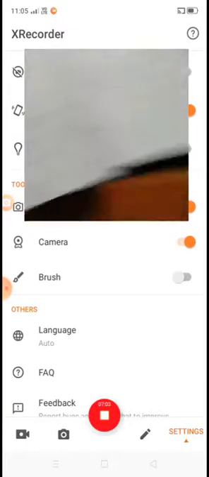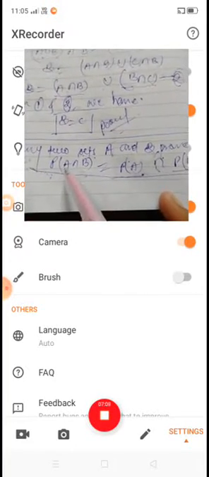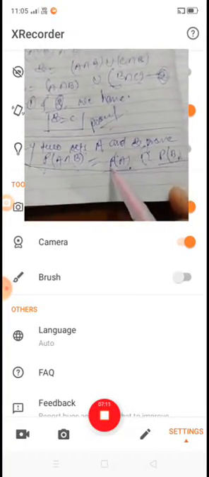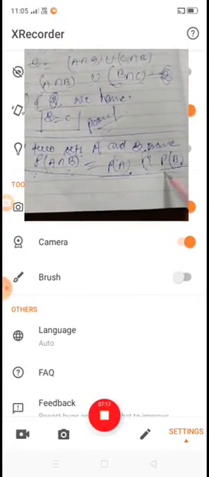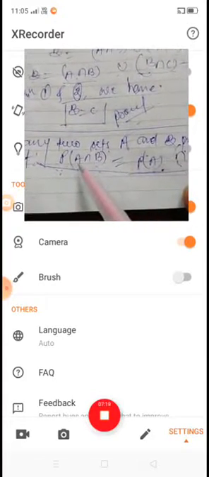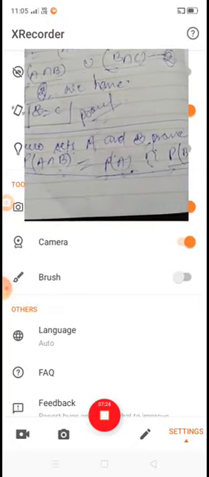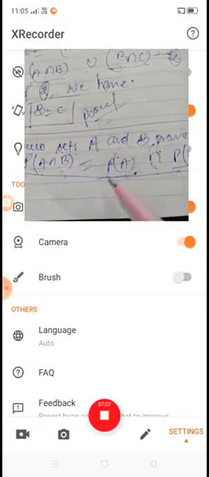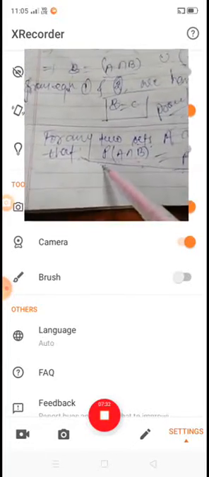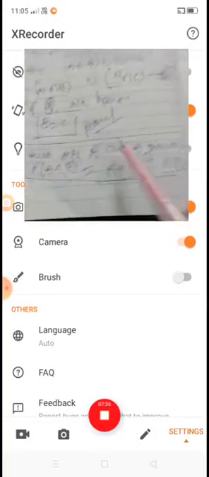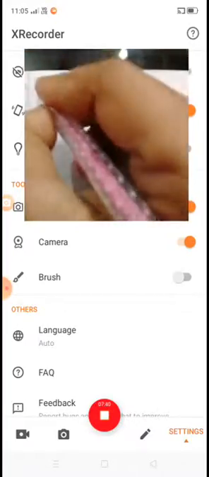Now, in order to prove that the power set of A intersection B is equal to the power set of A intersection the power set of B, first of all we prove that the power set of A intersection B is a subset of the power set of A intersection the power set of B, and also the power set of A intersection the power set of B is a subset of the power set of A intersection B. So our result is proved. Now let's prove it.